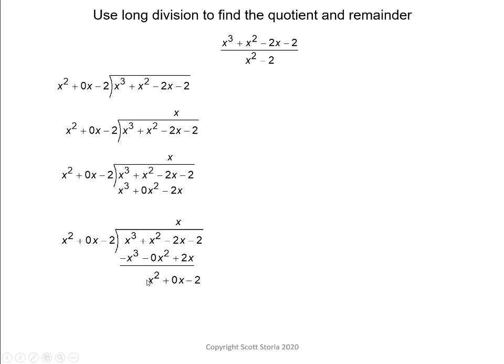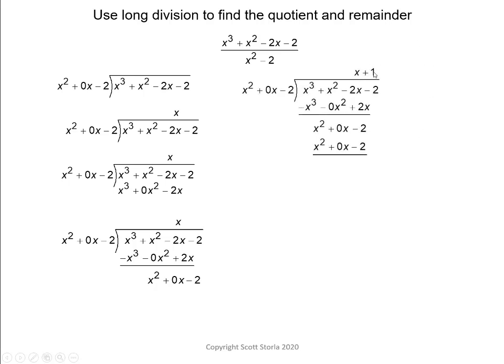I look at my first term. I ask myself, what do I need to multiply x squared by to get x squared? The answer is, well, 1. So I'm going to add 1 up above the bar here, and then distribute. 1 times x squared is x squared, 1 times 0x is 0x, and 1 times negative 2 is just negative 2. Now I'll subtract. This will be negative, subtraction, and addition.